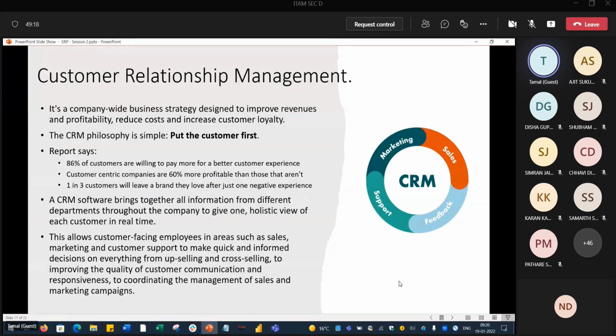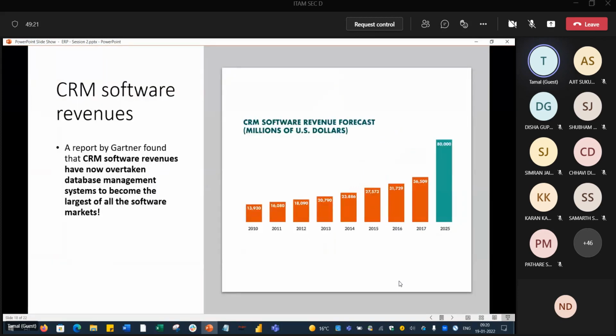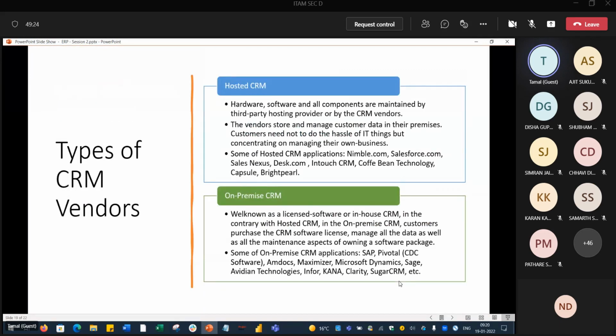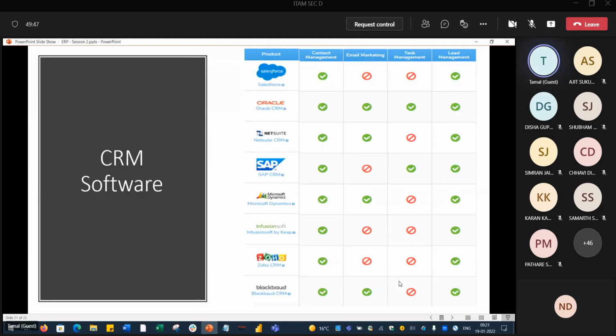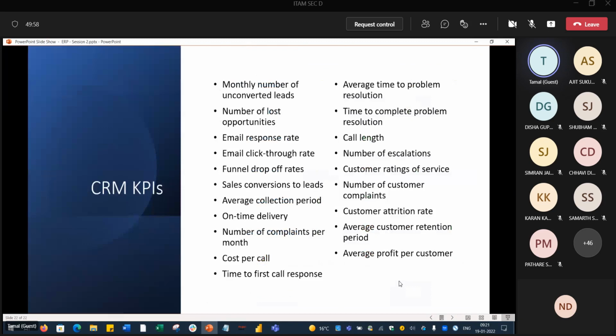This is customer relationship management. Revenue is growing by leaps and bounds. Two types of CRM, hosted and on premise. Salesforce.com is a major player in the CRM market. Sales and marketing CRMs are already integrated, and CRM for support you can procure separately for support purposes. This is the list of the vendors. We have SAP, we have Oracle, we have NetSuite. Of course, Salesforce is topping. Zoho and others are also CRM software.